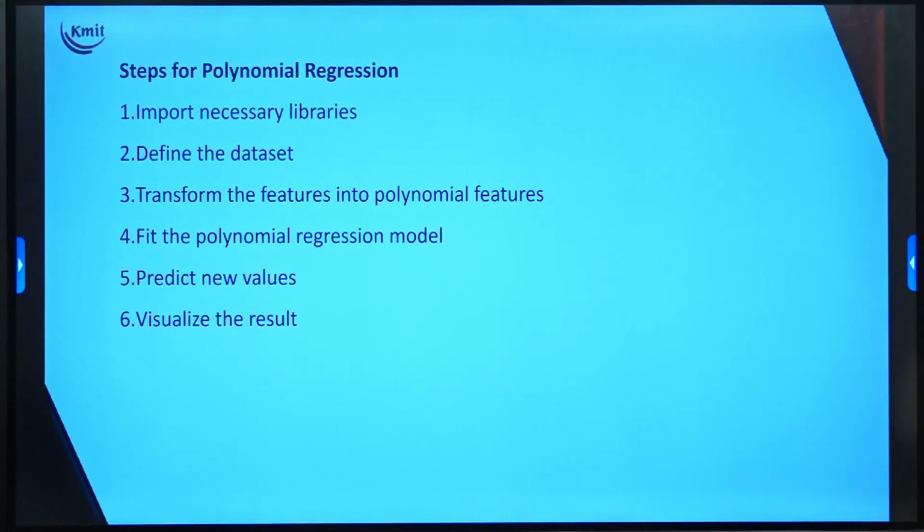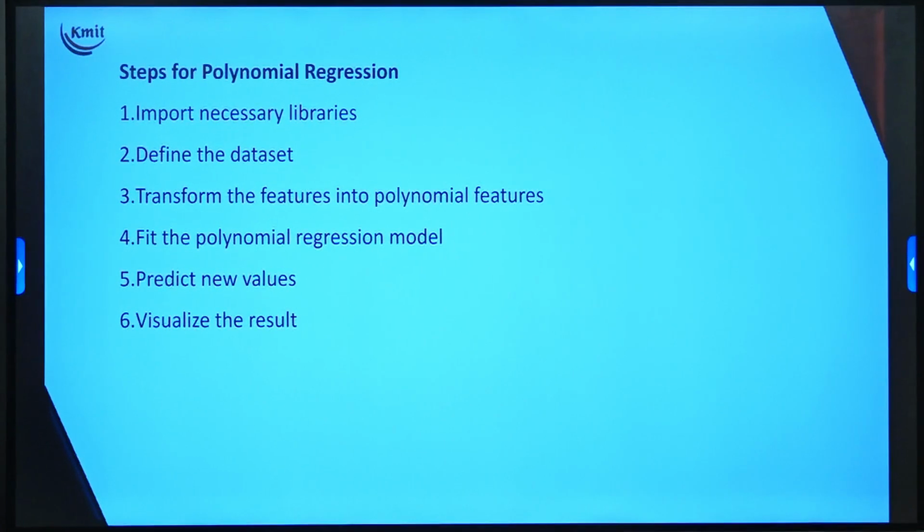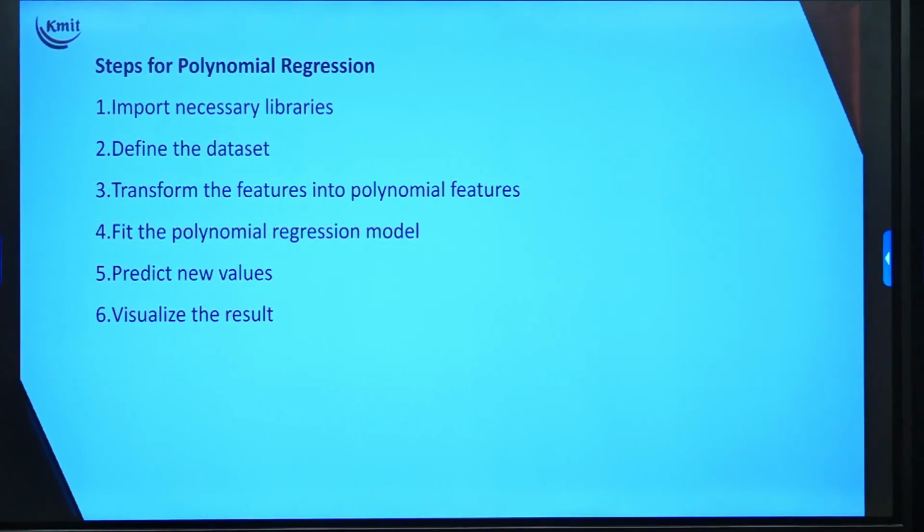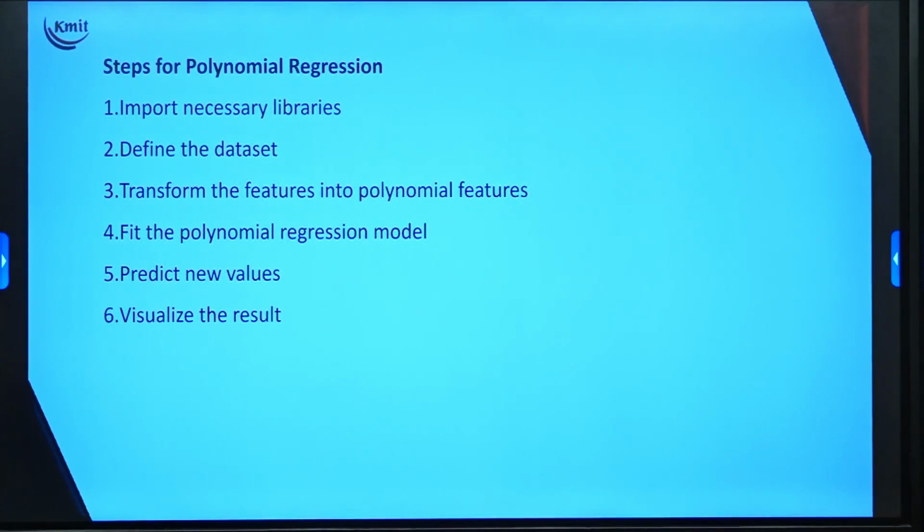These are the 7 steps that we use for designing a polynomial regression machine learning model. First, it is the same as what we did for simple linear regression and multiple linear regression, except that we have to transform the features into polynomial features, that is step 3. First we import the necessary libraries, then we define the dataset, we transform the given features into polynomial features, then we fit the polynomial regression model, we predict the new values, and then we visualize the result using matplotlib.